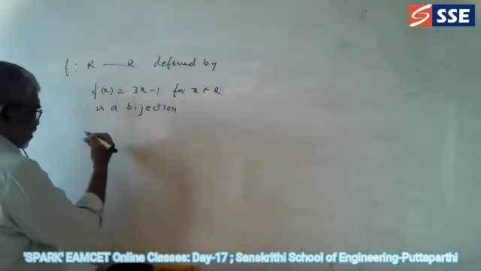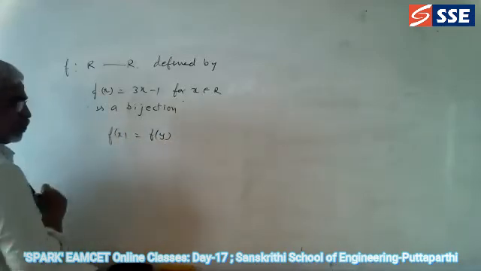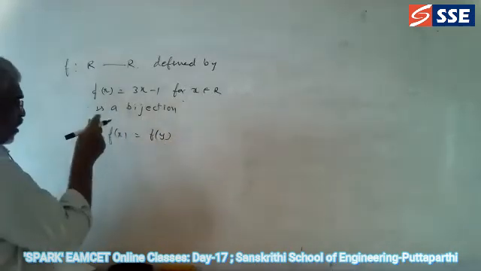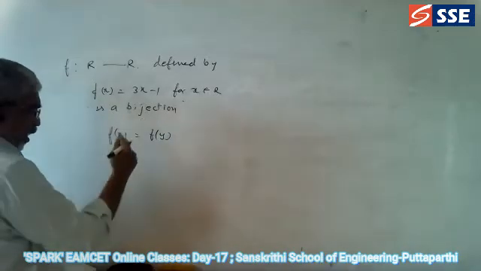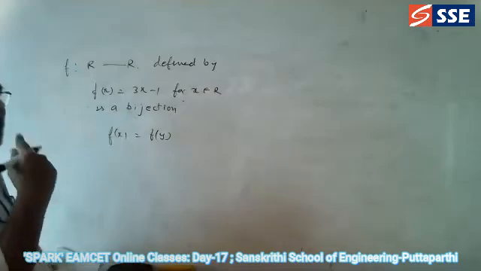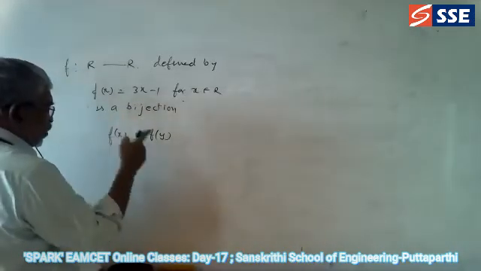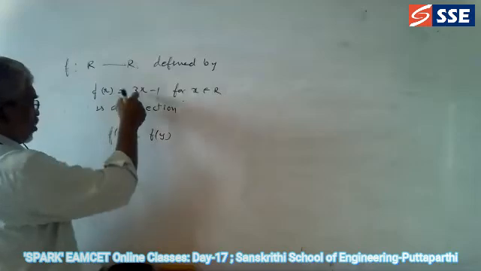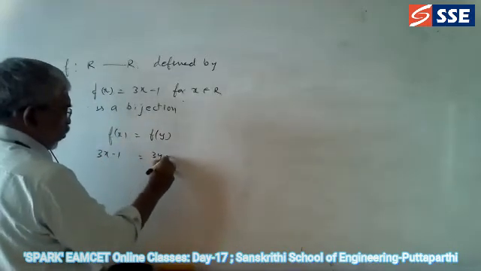Let us take now f of x is equal to f of y. If f of x is equal to f of y, we are taking two things as one, and if x is not equal to y, we can say it is not one-to-one. But onto we are not proving here, we are proving this as one to one. So what we have to prove is: f of x is equal to 3x minus 1 and f of y is equal to 3y minus 1.